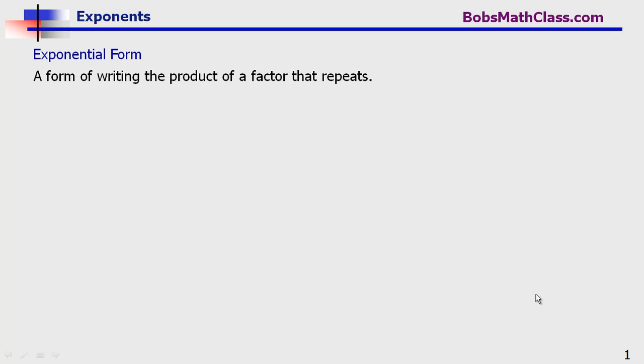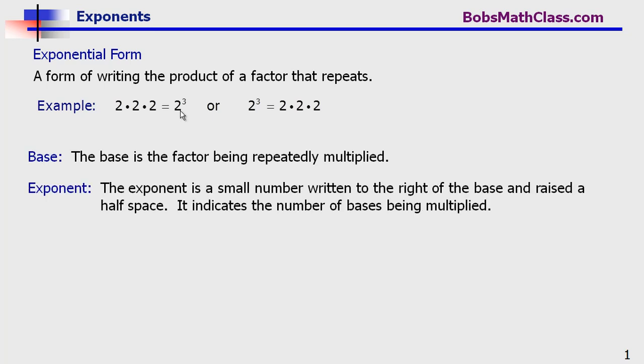Exponential form. It's a form of writing the product of a factor that repeats. Example. Here's a factor that repeats. 2 times 2 times 2. That's 2 to the third. The base is the factor being repeatedly multiplied. So this number 2 is the base.